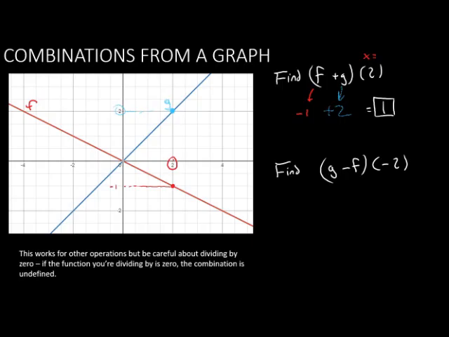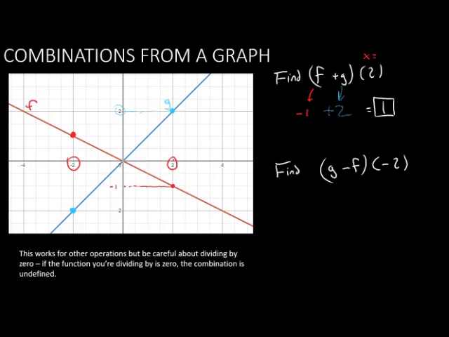However, we can do other operations. In the next problem I've written, we have g minus f at negative 2. We've changed the x value, and we've changed the operation. Now let's locate negative 2 on the x-axis. We'll try to look for function f at negative 2, and I'll place a red dot there. And we'll do the same for g, and place a blue dot where g is at negative 2.